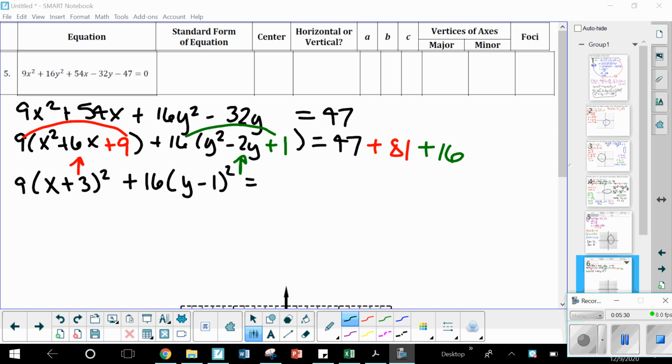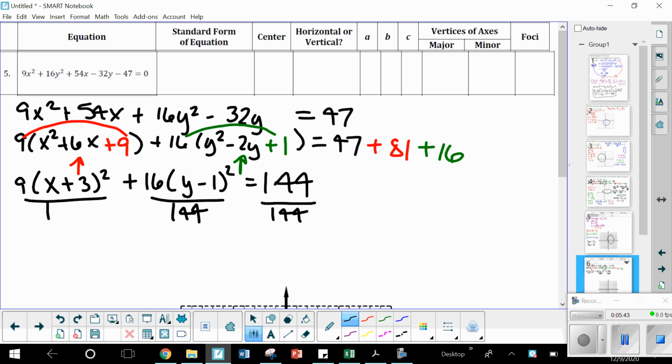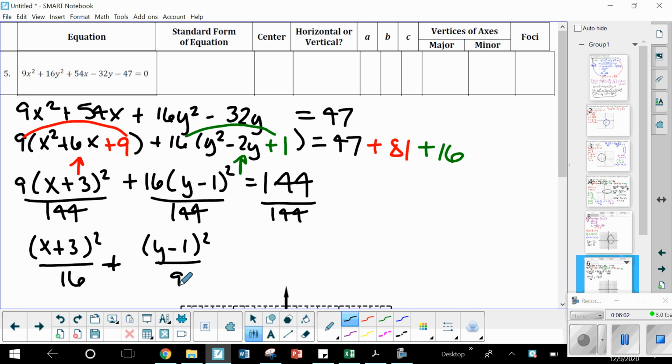4. Get 144 over there. Oops. And then we need to set this thing equal to 1, so I'm going to divide everything by 144. 9 divided by 144 is just 1 over 16, so we get (x plus 3) squared over 16 plus 16 divided by 144 is 1 over 9, so we have (y minus 1) squared over 9 is equal to 1.